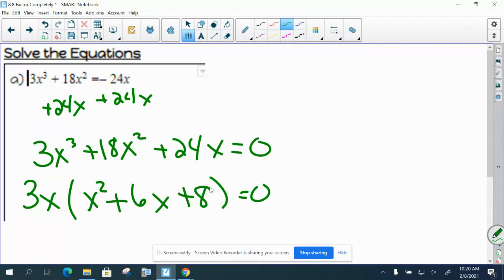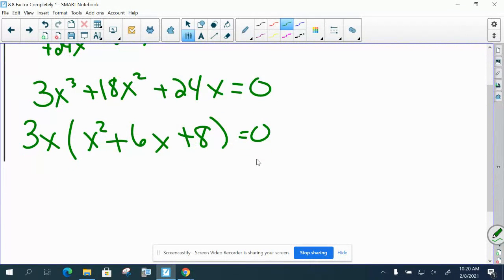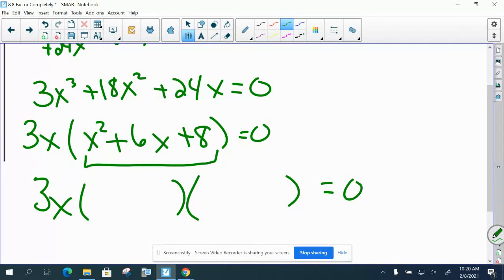All right, so then after that, we're not done factoring. We could factor this, because it's a trinomial that doesn't need a C method. So we could just set up your two parentheses, and then put x in the first spot, and then factors of 8 that add to 6 would be 2 and 4. So plus 2 plus 4.